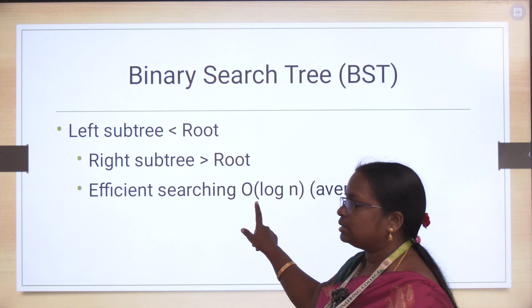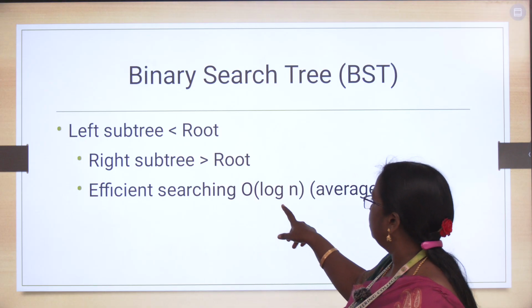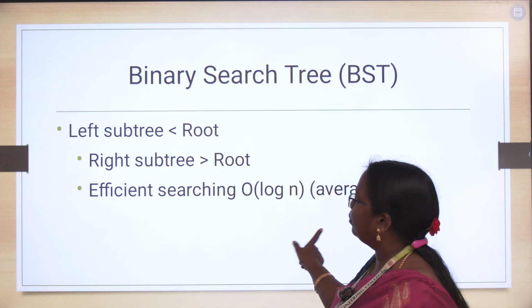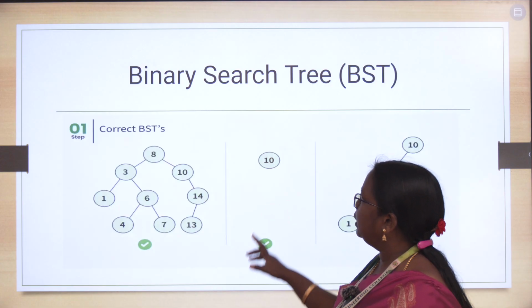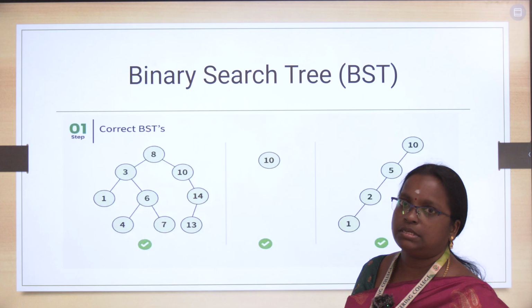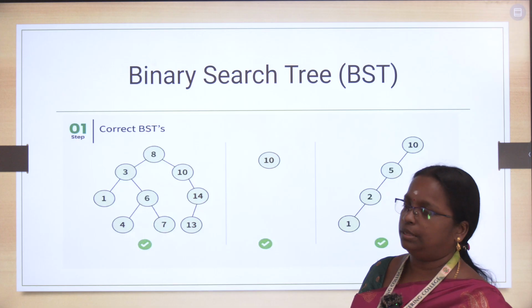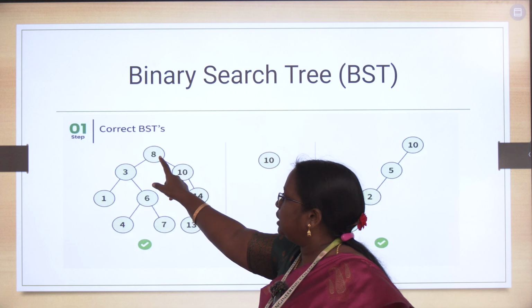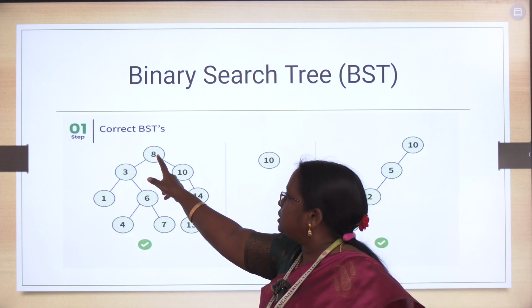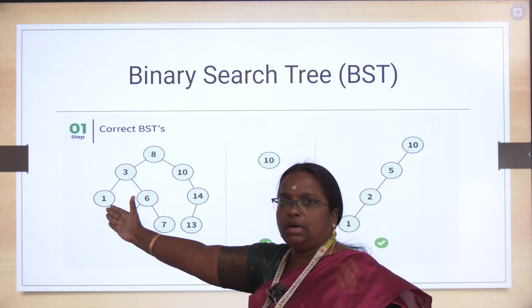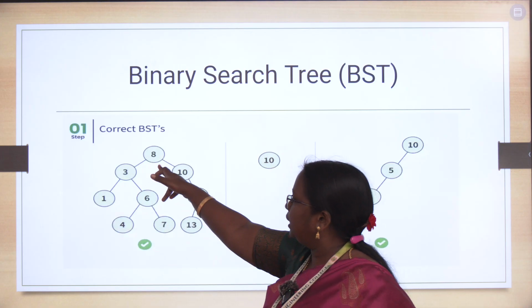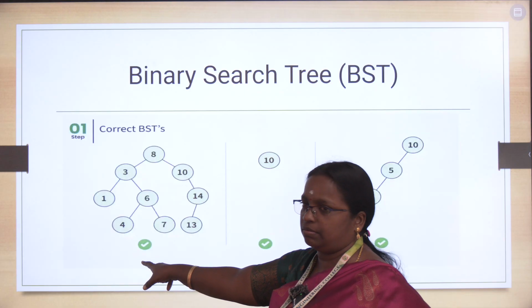And what is the efficiency of this? Logarithmic of order n, that is the average value we have to find out. So I have given which is a correct BST and which is not a BST. That is a binary search tree. I have given the correct BST as 8, 3, 1. So that is the root node. The left values are less and the right side values are greater than your root. So I have given this as a correct value.